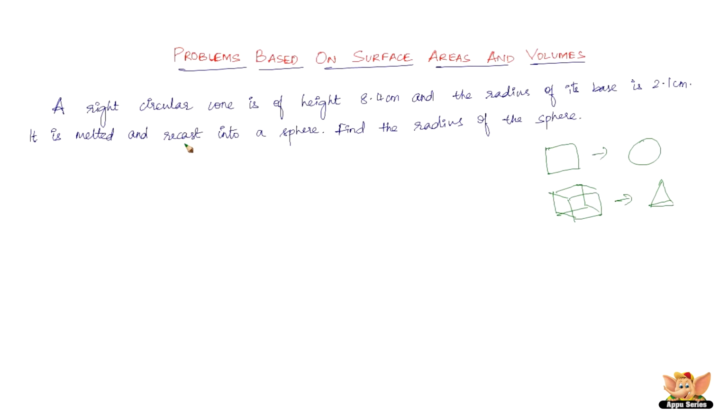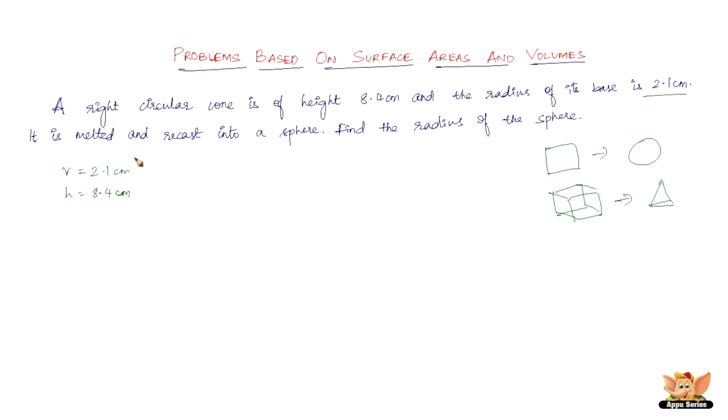That's all you have to do. So coming back to this problem, we've got the radius given as 2.1 centimeters, so R is 2.1 centimeters as far as the cone is concerned. Then we've got the height as 8.4 centimeters. Now, this is changed into what? This is changed into a sphere. It is recast into a sphere.